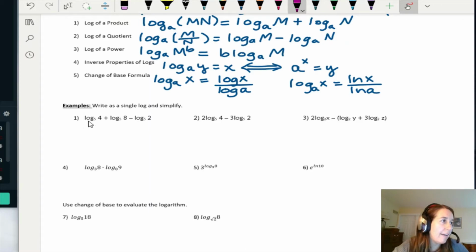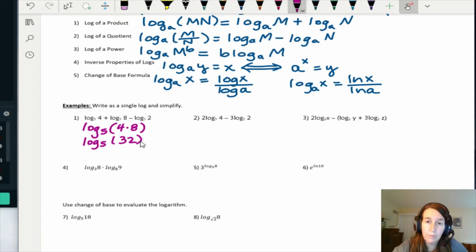So we would have log base 5, and then we would do 4 times 8. Okay, so that part is log base 5 of 32, 4 times 8. We still have minus log base 5 of 2.